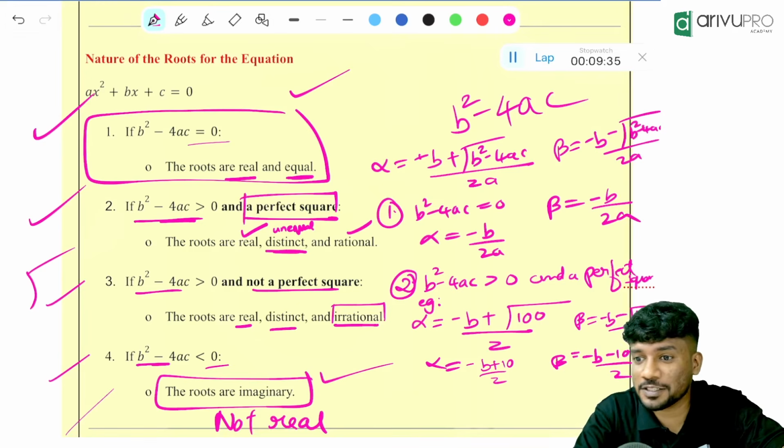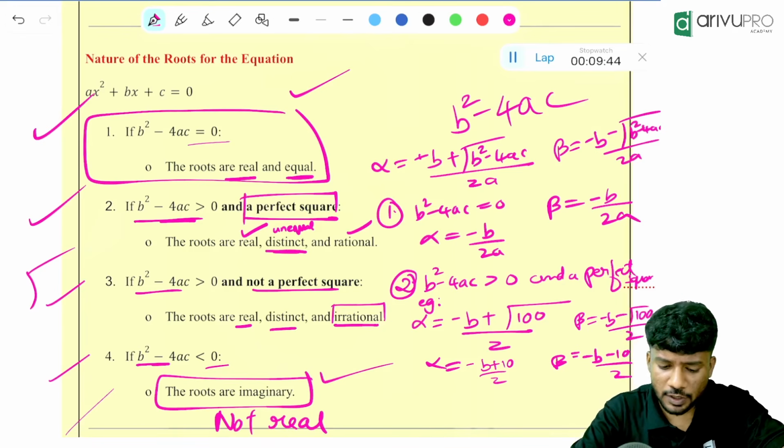I don't know whether 1 plus 1 is equal to 2 for you guys. But it will be there. No matter what, it will be there. Few things. An example for not perfect square, yes, I can give it.